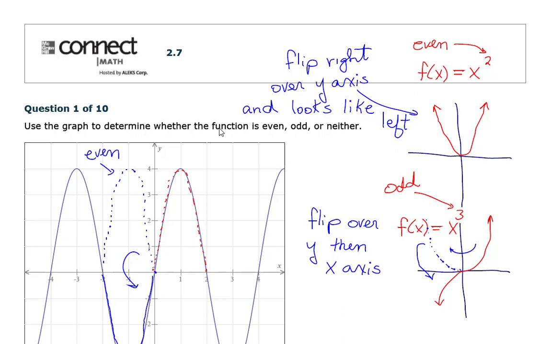Welcome to Math 1314. This is section 2.7. We're investigating some features of the graphs. So, in this first question, let's take a look here.